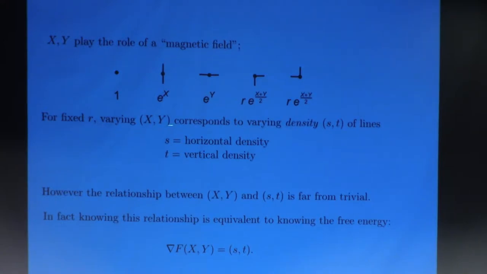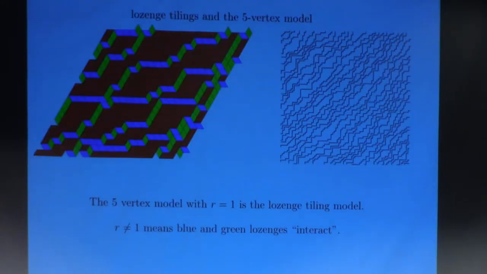So as you vary x and y, you're varying the number of these lattice lines. If x and y are both large, then you want to have lots of lines going both vertically and horizontally. If they're both small, then you want to have very few lines. In this case here, most of the picture is red because I took x and y to be small, or negative, I should say, so these blue-green lines are not as frequent as they would be in the uniform model.